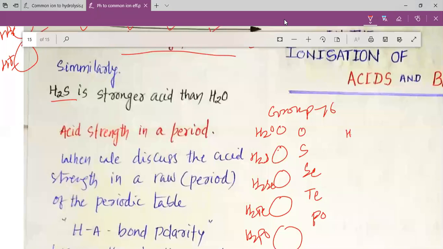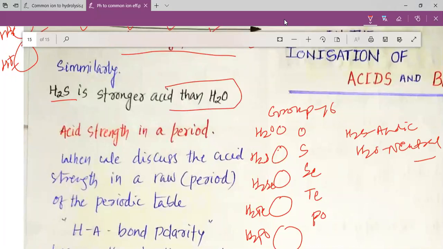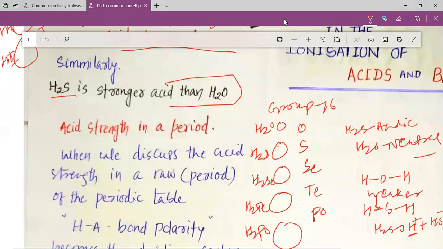We know that H2S is acidic in nature, whereas H2O is neutral. So from this itself we can say that H2S is a stronger acid than H2O, because as we go down the group, the bond between H and S is weaker than the bond between O and H. As this bond is weaker, from H2S we can easily release H+, and due to this release of H+, the acid strength of H2S is more than the acid strength of water.